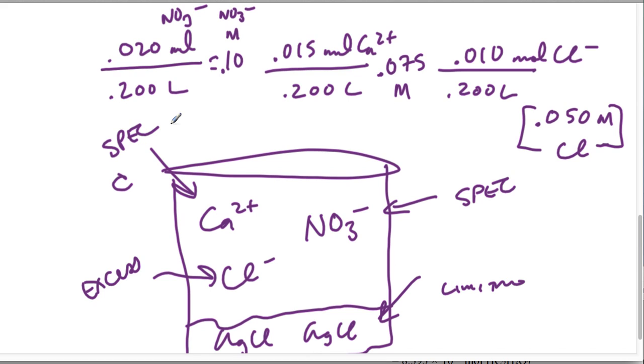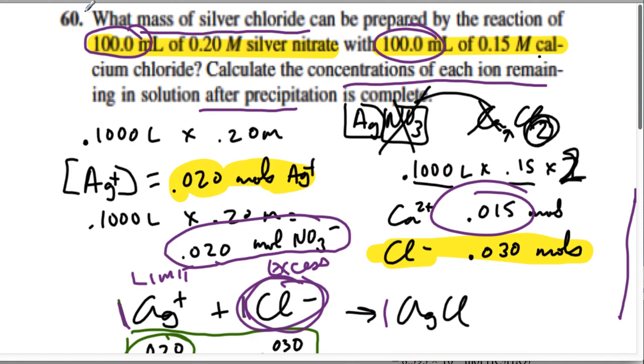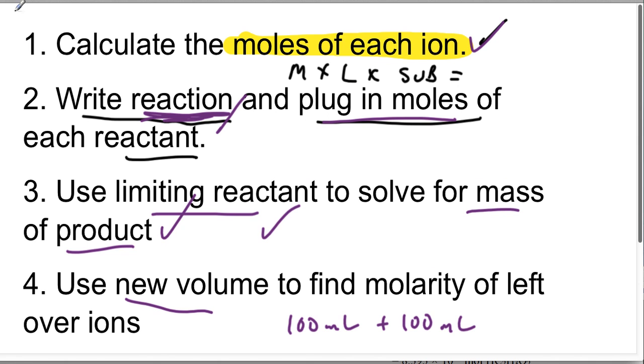And that is a complete gravimetric analysis problem. This is the solution for problem 60 in your book, chapter 4. So you can reference it. Calculate the ion concentrations. Here are the steps, and you're good to go. All right? Definitely need to review.